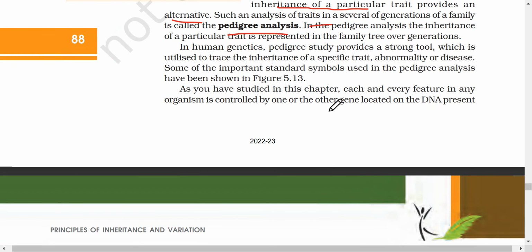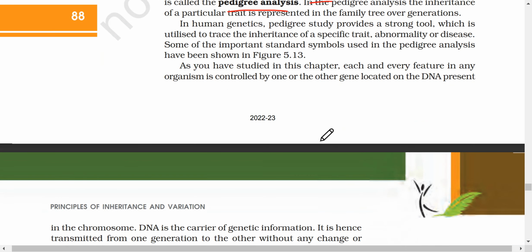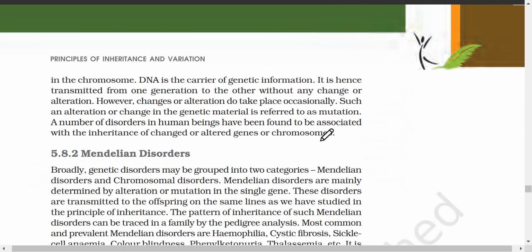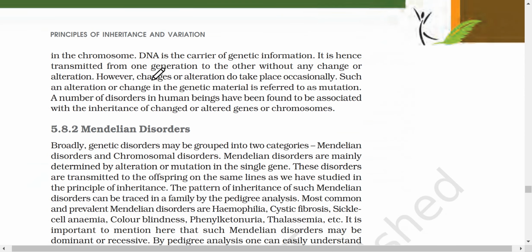Next, as you've studied, each and every feature in any organism is controlled by one or the other gene located on the DNA present in the chromosome. DNA is the carrier of genetic information. It is hence transmitted from one generation to the other without any change or alteration. However, changes or alterations do take place occasionally. An alteration or change in the genetic material is referred to as mutation, which we've already done. DNA will come as it is, but occasionally changes and alterations come in it.